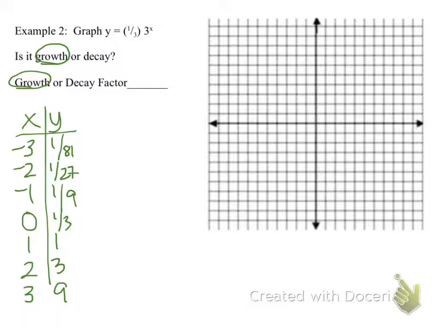And again, what is that growth factor? Well, when we go from one term to the next, if you look at these bottom three, it's the easiest to see that we're multiplying each time by 3. So my growth factor would be 3. Again, plotting these points, we can see the curve. And once again, this model will never cross the x-axis, so there's going to be a horizontal asymptote again of y equals 0.